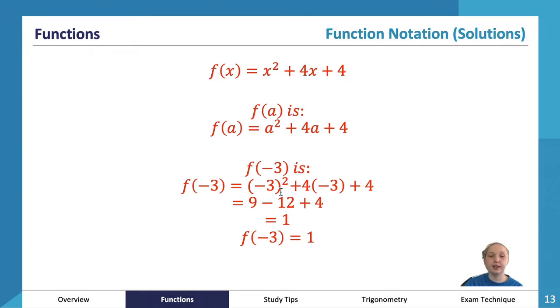So you can either do some mental maths or pop it in your calculator. I would say it's always good to write out every step of your working, just in case something goes wrong. So then you've got -3 all squared is equal to 9. 4 times -3 is equal to -12, plus 4. And then once you add all of that up, you'll get 1. So therefore we can say f of -3 is equal to 1.